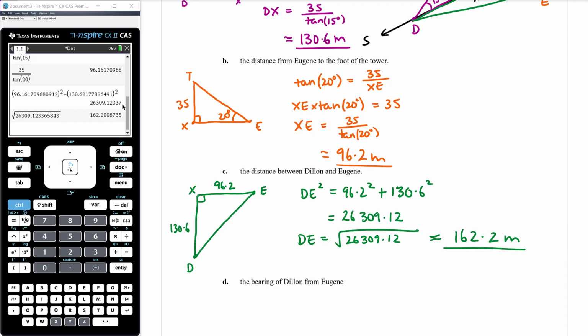It's bigger than both 130 and 96. It's still within the vague vicinity of those numbers. It's not a crazy, nonsensical answer. So we're all good.